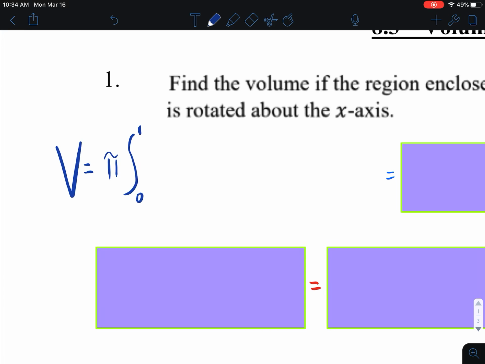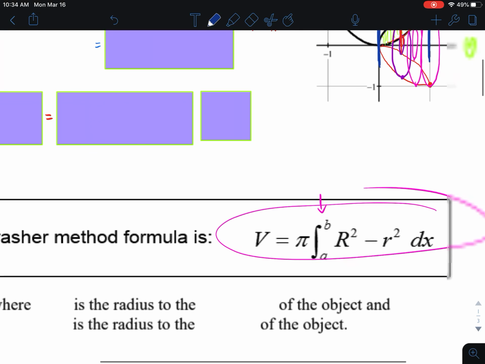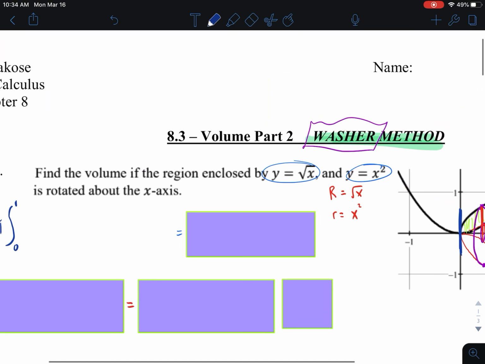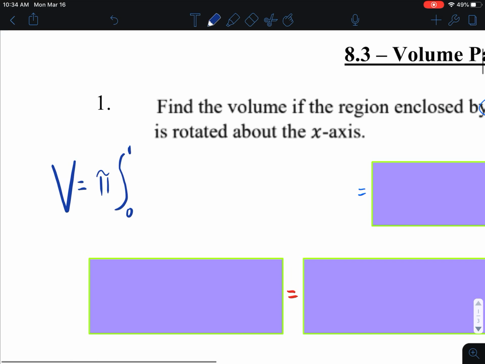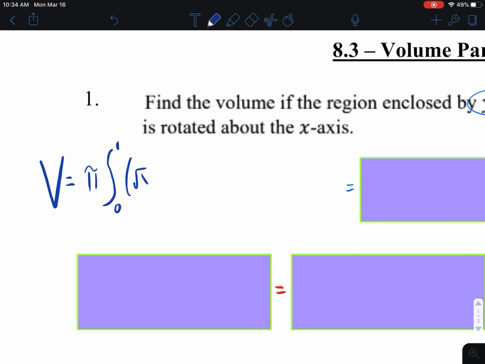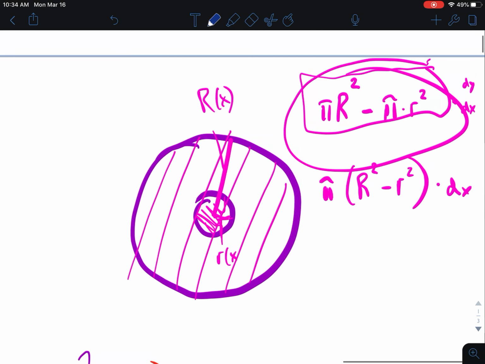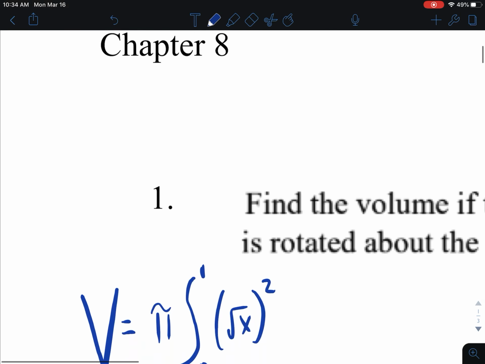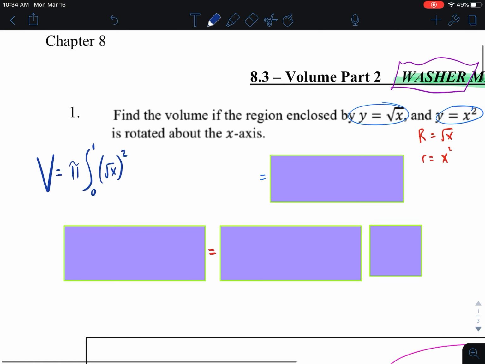0 to 1 of, let's see, there's a big radius minus a small radius. Well, I labeled them right here, so big radius squared, I should say. So it's radical x squared. Why is it squared? Because that's how you find the area of a circle, radius squared. Minus the area of the small, which is pi, got it. A small radius, x squared, but that also has to be squared. Again, because pi r squared is the area of a circle.